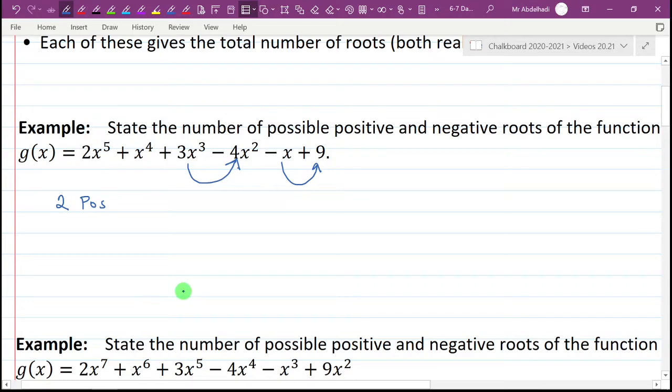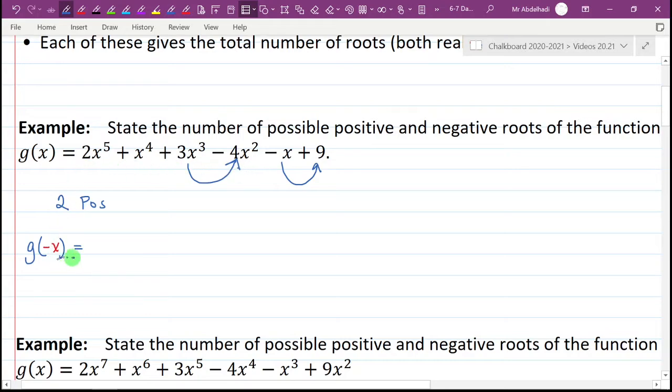How do you know how many negative roots you have? Well, to figure out how many negative roots you have, there's a nice little trick here. We're just going to change all of the x's here to negative x. So we're going to be looking for g of negative x, where the x becomes negative. Okay? And what happens is when you make all of these negative x, the even-powered terms are not going to change because the negative gets canceled out by the even power, but all of the odd-powered terms will flip their sign.